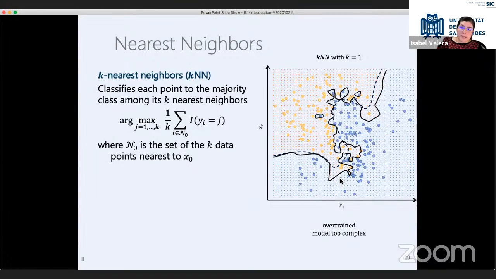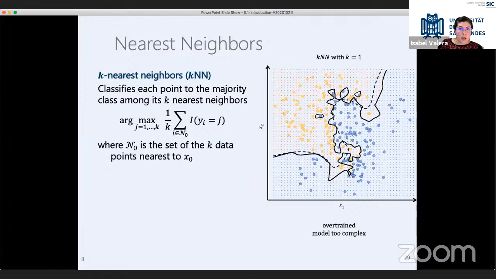Since we never get access to the Bayes classifier because we don't have the probability of every observation belonging to every class, what we can do is to, for example, compute what is called the K nearest neighbor, which basically predicts the class that is the majority among its neighbors, right?